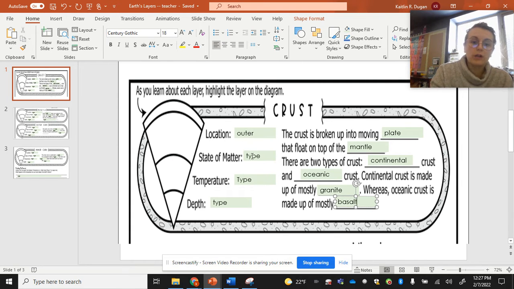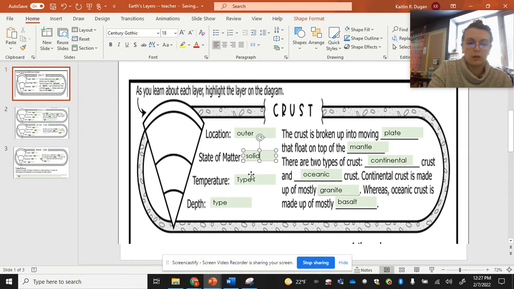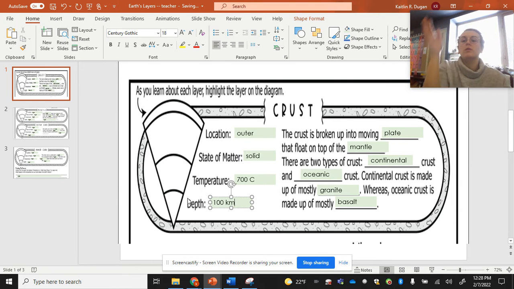All right. So it's our outer layer. It's also solid. Imagine that. We're standing on a solid. And the temperature is 700 degrees Celsius. All right. So it's hot when you get down towards the mantle, but right now it's pretty cool. We're good here. All right. The depth is 100 kilometers. All right. So it goes down about 100 kilometers. Moving on. So we have our crust, which is like a balloon. It's floating. It can move.